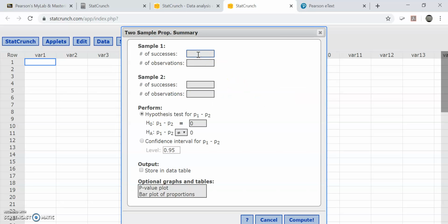In sample 1, I had 60 successes out of 75. And then I had 68 out of 75. I'm going to first do the hypothesis test. We're going to do 0 here, and I want to do less than. If I move this over here, you can see I rearranged this: P1 is less than P2. And my confidence level they told me was 0.95. Oh, I don't need that right now. And so then I'm going to compute.